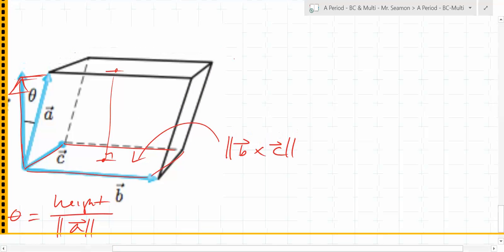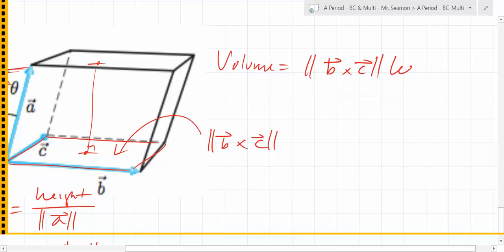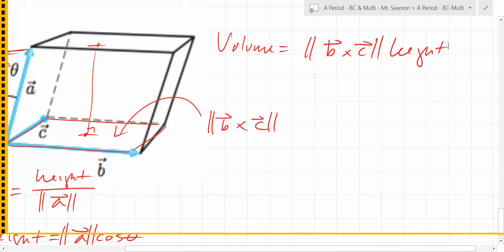So what can we say here? If we want the volume of this thing, the volume is going to be equal to the base times the height. But do we have another way to express the height? Yeah, we have to write the actual full thing, like this, times the magnitude of A, times cosine theta.